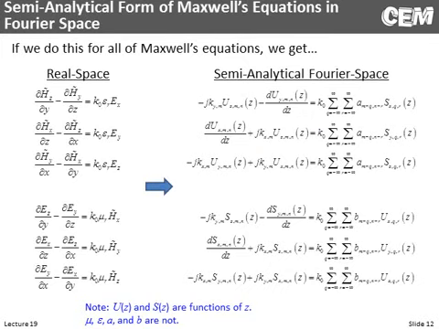Well, if we did the same procedure to all of these 6 Maxwell's equations, here is where we would end up. And so I call these Maxwell's equations the semi-analytical form of Maxwell's equations in Fourier space. To be completely in Fourier space, we had minus jkz or something here multiplying this u, but now we have a z derivative that appears.